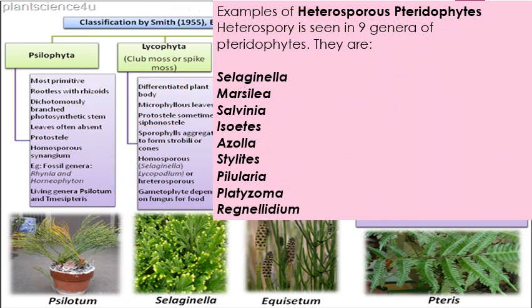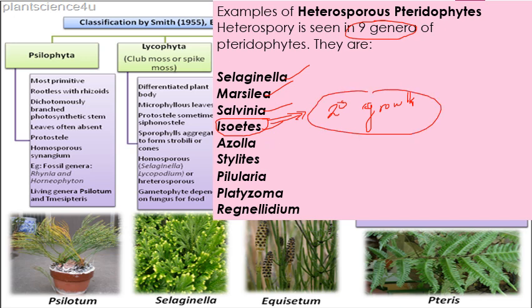Next we have this slide that shows most of the heterosporous genera which are present in case of pteridophytes. So 9 genera are there. They show heterospory, like we have Selaginella, Marsilea, Salvinia, Isoetes. This Isoetes is a very important genus. It also shows secondary growth. So that is again a unique feature of pteridophytes, secondary growth, that is growth in girth.